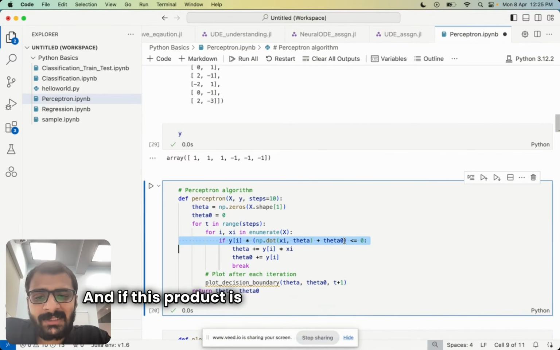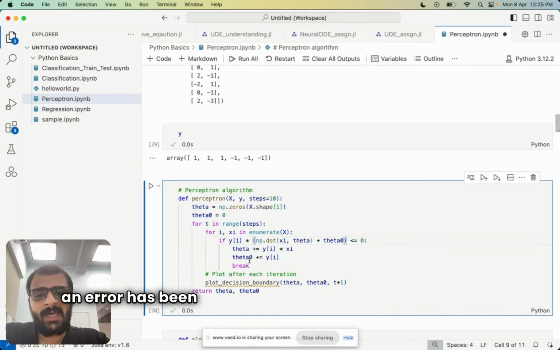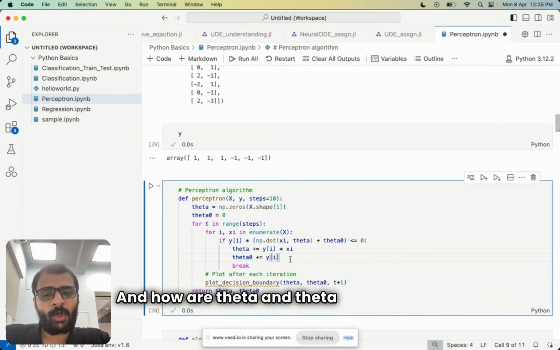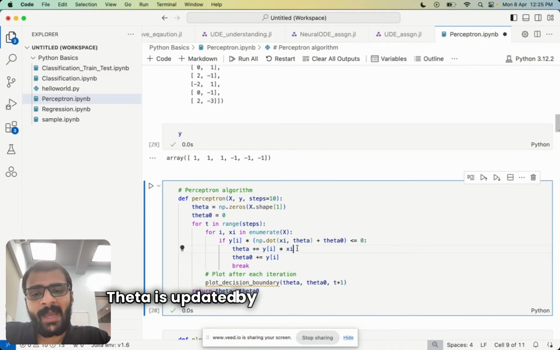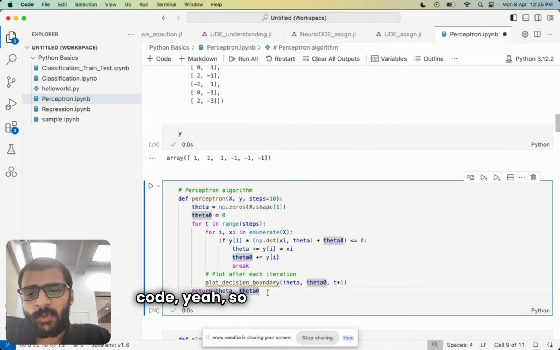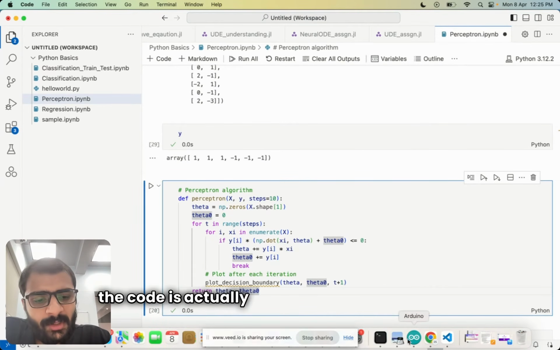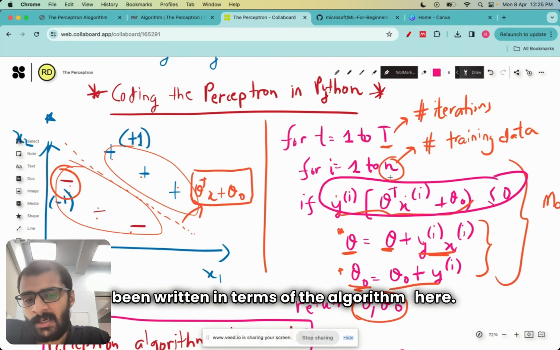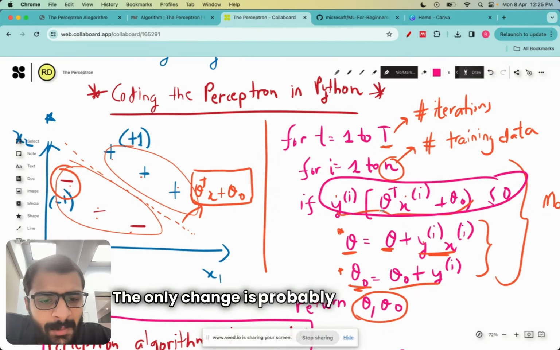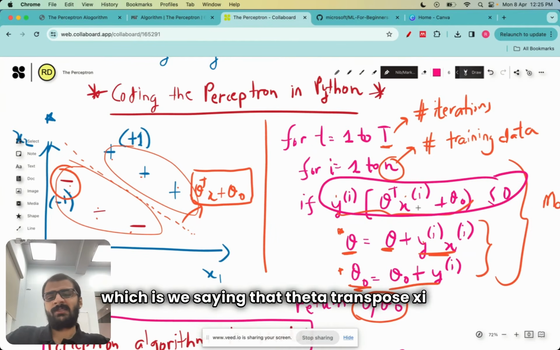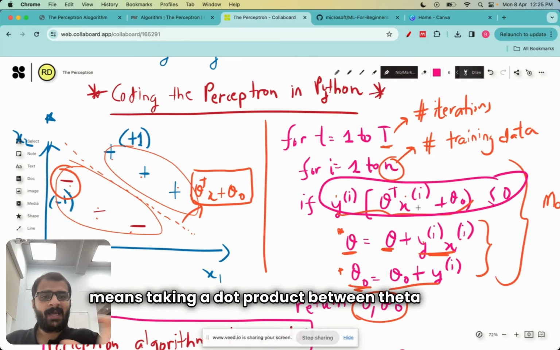And if this product is less than 0, which means an error has been made, we update theta and theta naught. And how are they updated? Theta is updated by adding yi into xi to it, and theta naught is updated by adding yi to it. So if you look at it, the code is exactly similar to what has been written in the algorithm here. The only change is probably the np.dot, which says that theta transpose xi just means taking a dot product between theta and x.